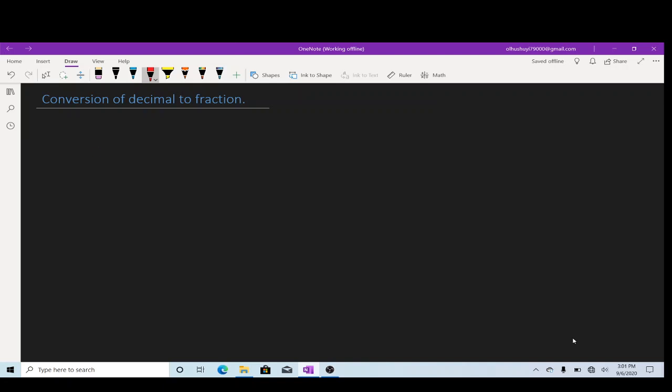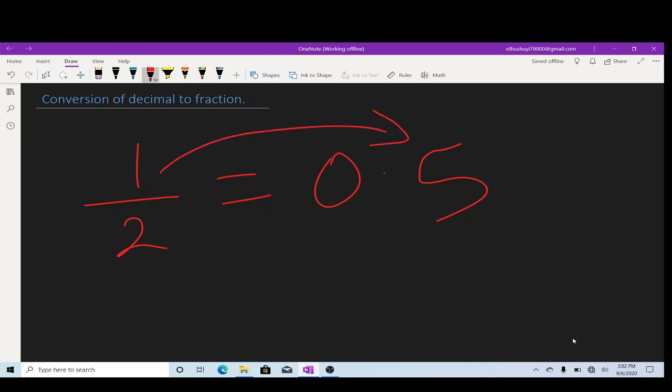So if you have, for example, 2 upon 3, and this gave us 0.66, we said it's a recurring decimal, isn't it? Another one, we had 1 upon 2, and this gave us 0.5. Now this is a fraction giving us a decimal. We can convert this decimal back to this fraction. This gave us this. We can as well change this back to this. So the question now will be, how do we go about that?